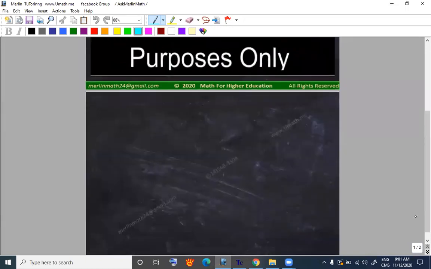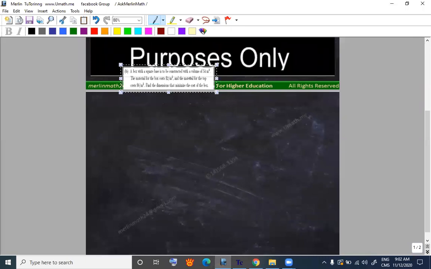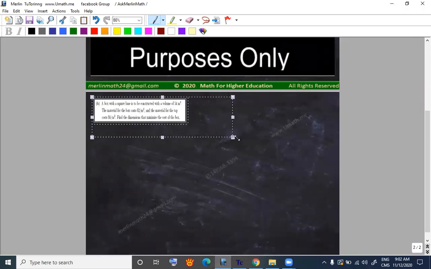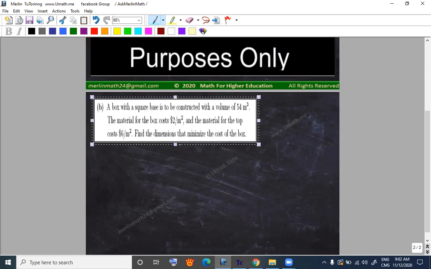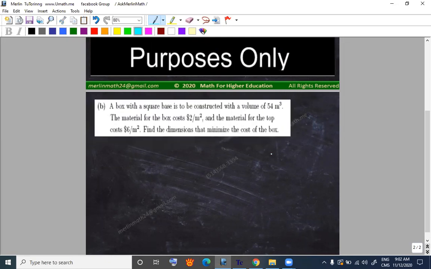To optimize, you would apply the same steps. So yeah, let us write. The steps required would be, let's say, analyzing the question, writing the given, and figuring out how to optimize. Okay, so let us underline those numbers and assign letters for those numbers.